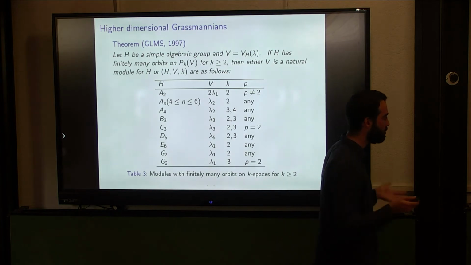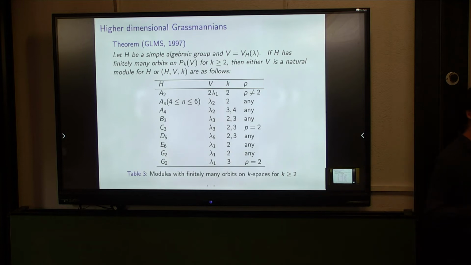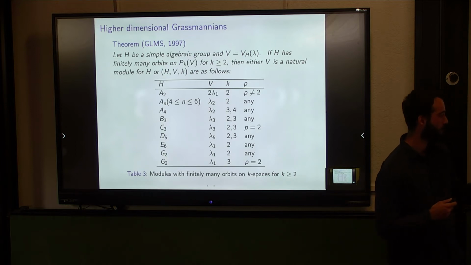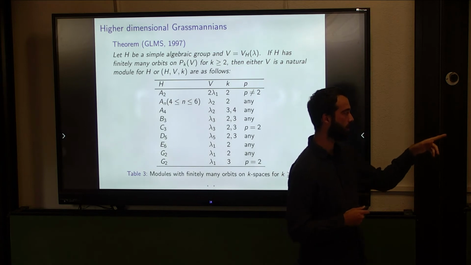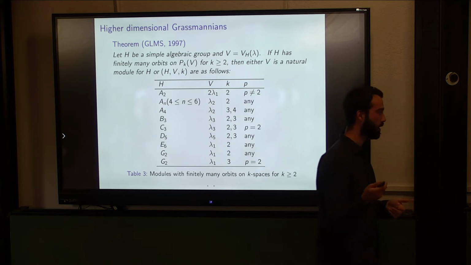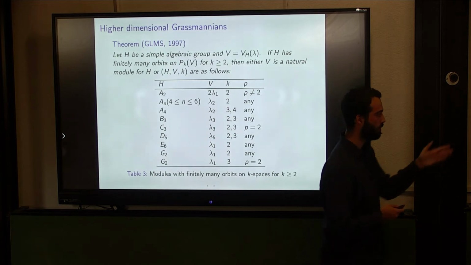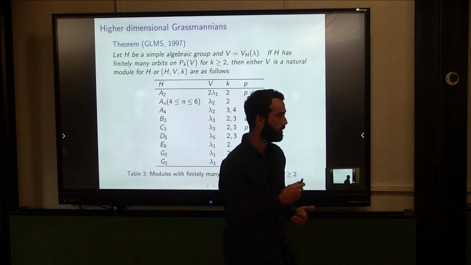We see some interesting things. For example, some of these were coming from the internal module. So for example, we see this D5 that I was talking about. So D5 on the half spin module has finitely many orbits on 2 spaces and 3 spaces. And probably this is a good moment to mention that the highest weights here are all given up to field and graph automorphisms. So I'm only giving the lambda 5 because we can get the lambda 4 by graph automorphism.